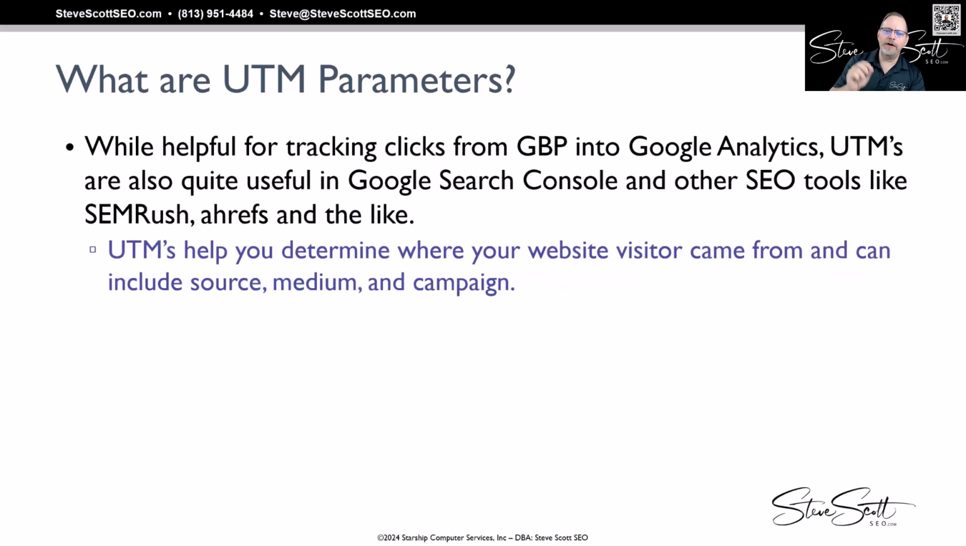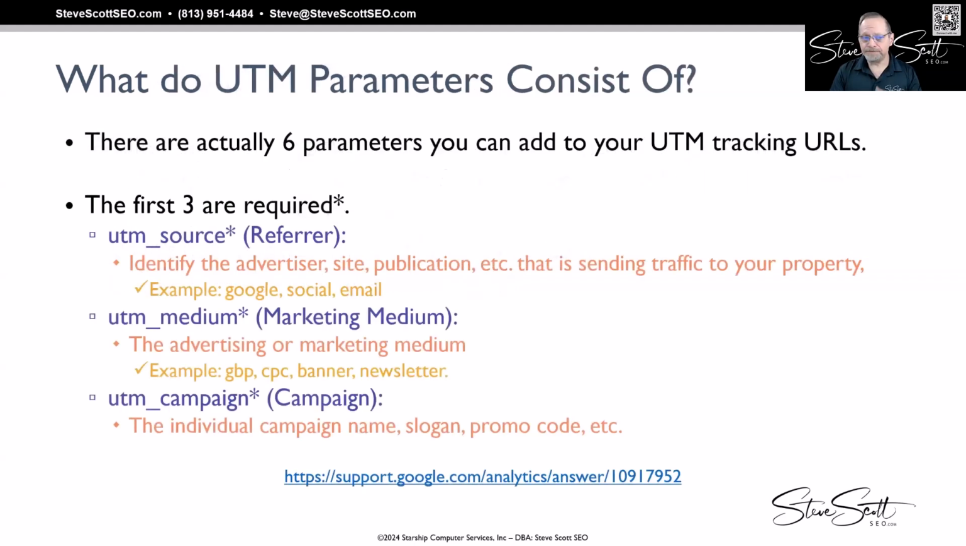Now, UTMs, while they're helpful for tracking clicks from Google Business Profiles into Analytics, they're also really useful in Google Search Console and other SEO tools like SEMrush, Ahrefs, and the like, because they create a custom URL that can be tracked separately, even though it's going to the same page as something else. It now can help you determine where your website visitor came from, and it can include things like the source of that URL, what medium was used, and maybe a campaign name that you're putting out there. We'll get into all those details in just a few minutes, but a lot of value shows up in that.